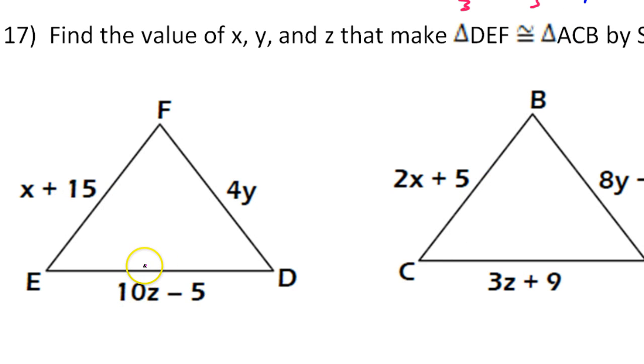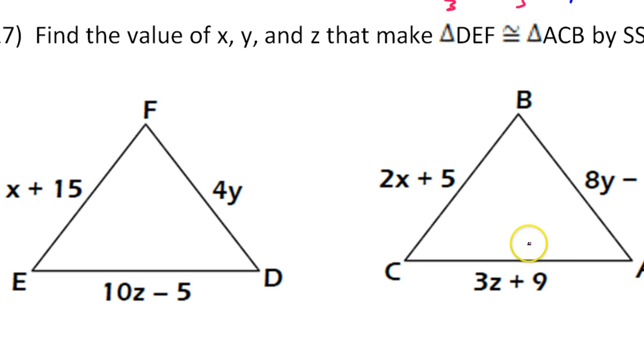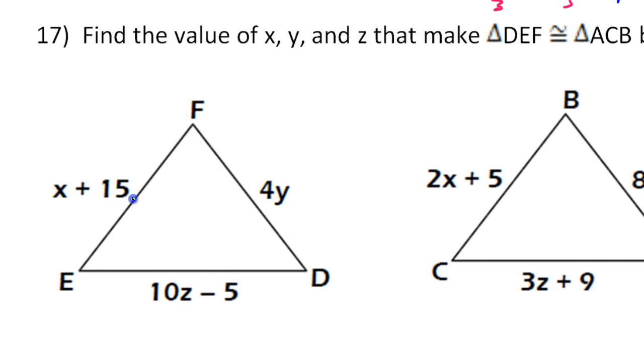Alright, for number 17, we need to find the values of x, y, and z that make these triangles congruent. And the way they've done the letters, both triangles are oriented the same way. So A corresponds with D, C with E, and B corresponds with F. So, for example, the x plus 15 and the 2x plus 5, those are corresponding sides. So they should be congruent. So I can make an equation out of those and say 2x plus 5 should equal x plus 15.